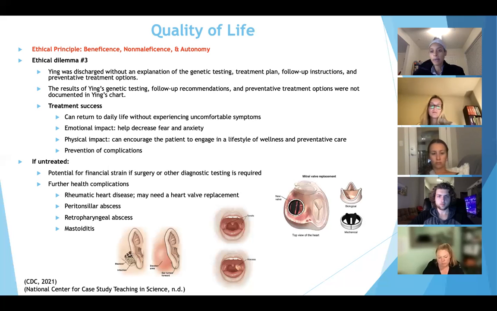We talked a little bit about this earlier, but if she was left untreated, which she was, unfortunately, she was at risk of complications. And with rheumatic heart disease, one of the biggest things is that she might need a heart valve replacement. That also has financial implications as well, because this is kind of multiplying into a larger medical issue.